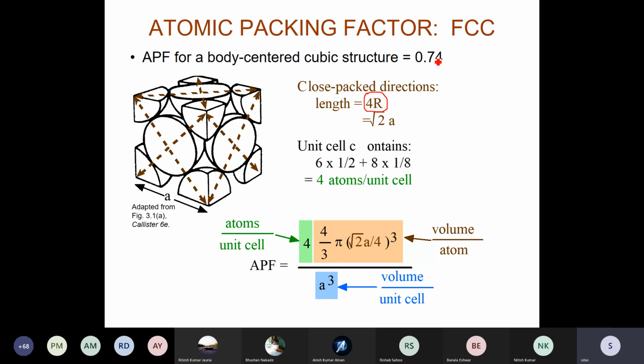Simple cubic, what was the atomic packing factor? 0.52. Face-centered cubic? What is 0.74, face-centered cubic? Hey, there's a mistake. This will be face-centered cubic structure, it is 0.74. So which is the most densely packed unit cell so far what you have studied? Face-centered cubic.